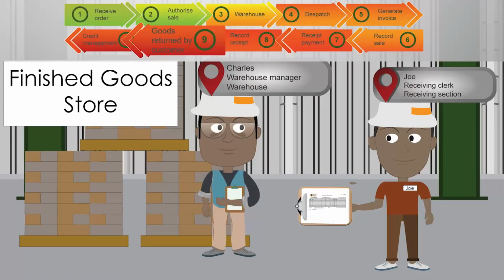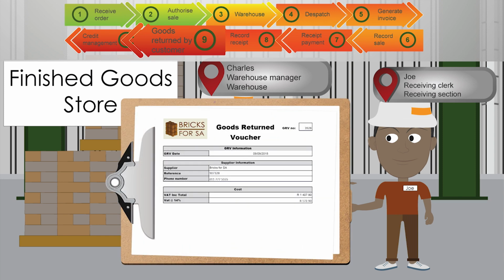For step 9, we return to the warehouse where goods are returned to the goods receiving section. Upon return of goods by the customer, the receiving clerk, Joe, will inspect the goods against the delivery note signed by the customer. If the goods match the delivery note, a goods return voucher or GRV is provided to the customer, and a copy of the GRV and delivery note is sent to Charles, the warehouse manager.